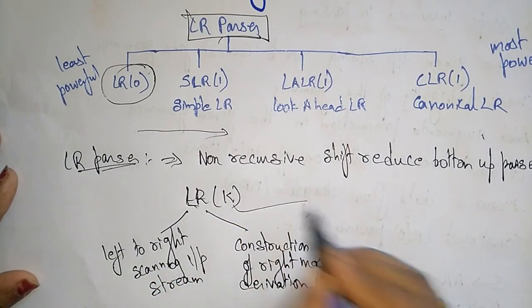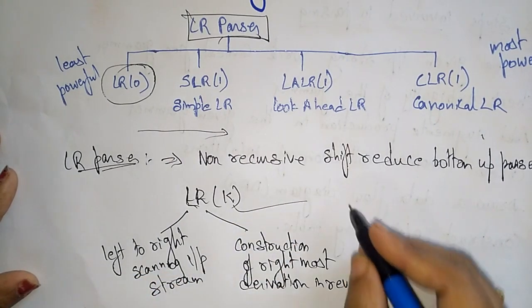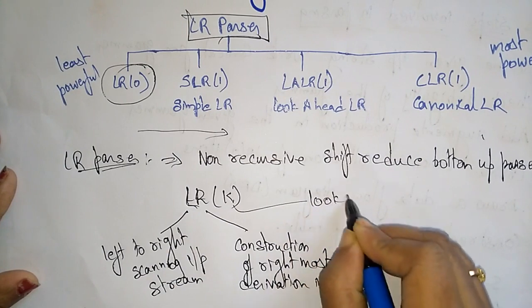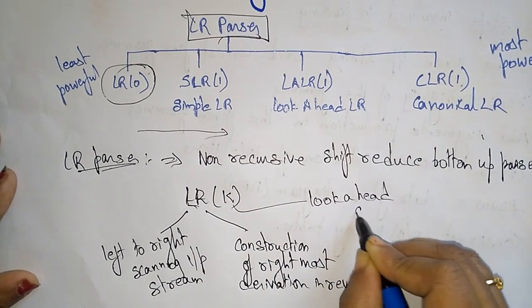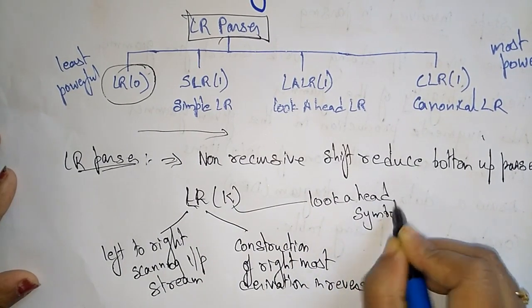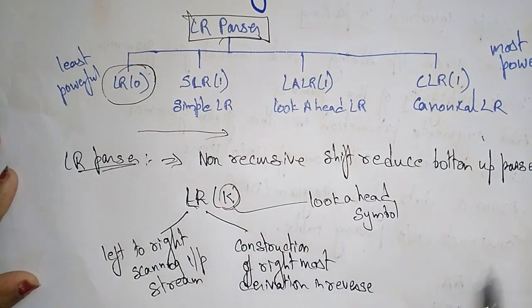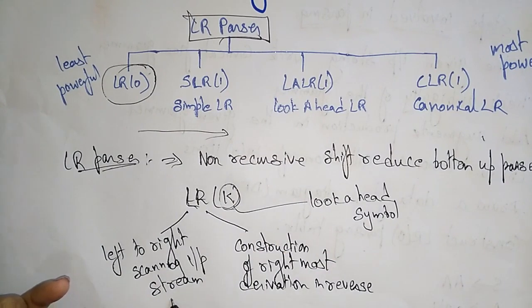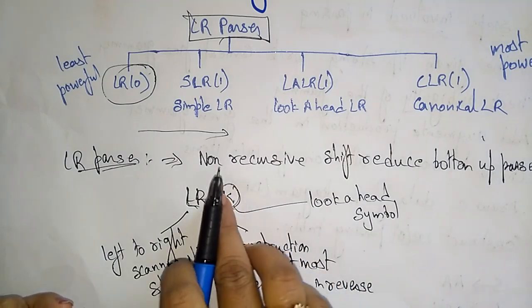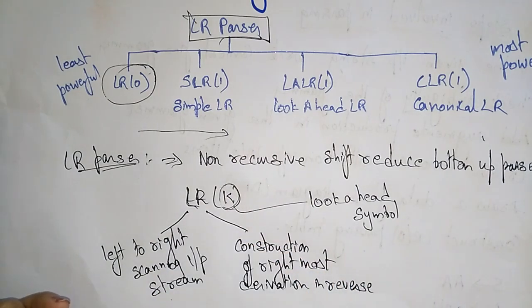And what about the K? K denotes the look ahead symbol to make decisions. So this is the LR of K. L stands for left to right scanning input stream. R is the construction of rightmost derivation in reverse. And K is the look ahead symbol, which is used to make decisions.